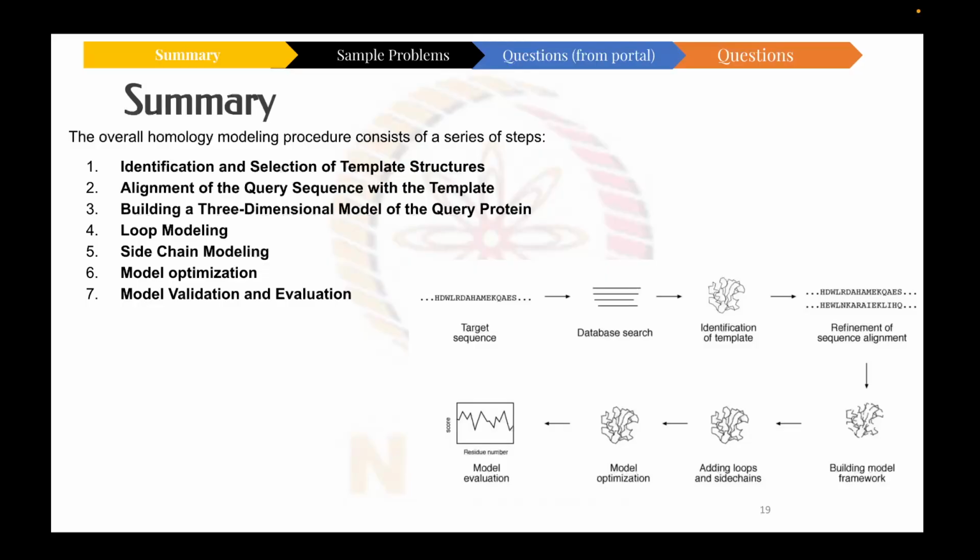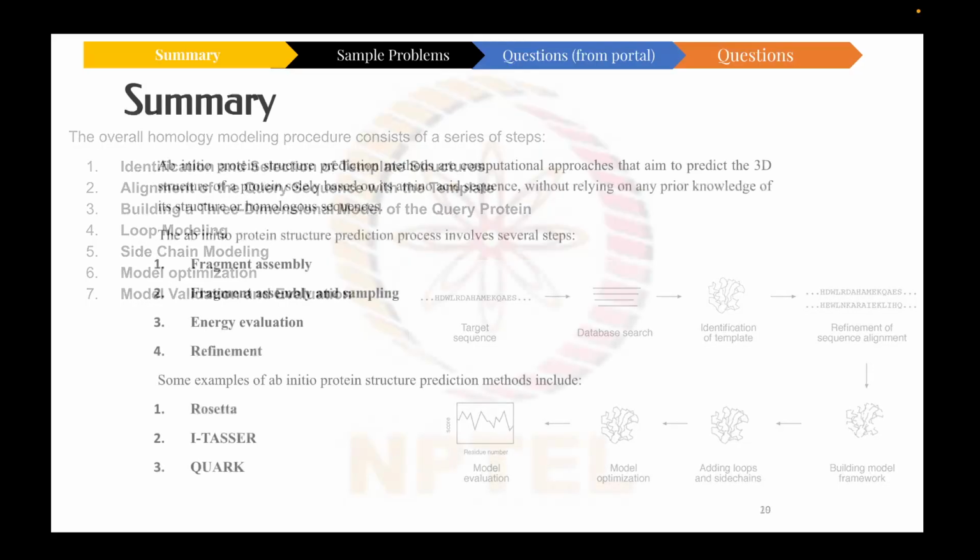So these programs compare the properties of the homology model to those found in the experimental structures in PDB. The quality of a homology model largely depends upon the accuracy of the sequence alignment and the part of the protein where the template is not similar to the query protein.